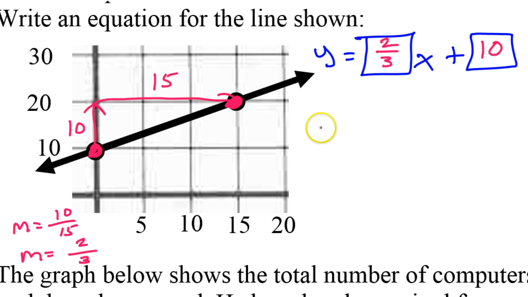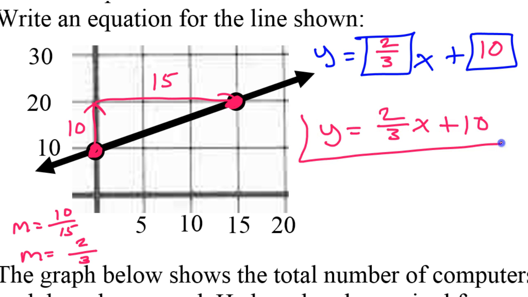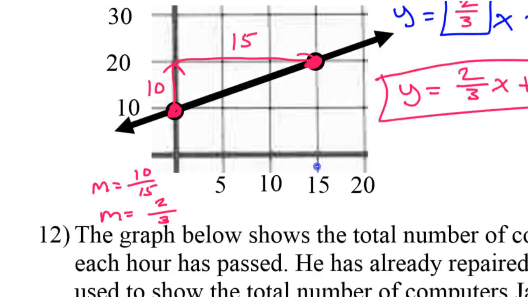So the equation of this line is y equals 2/3 x plus 10. Not 1/3. It's not up 1 over 3, it's up 10 over 15. And it's definitely not plus 1, it's plus 10. So that was number 11.